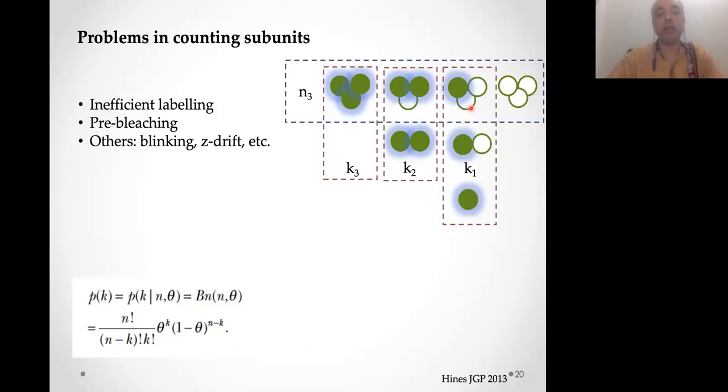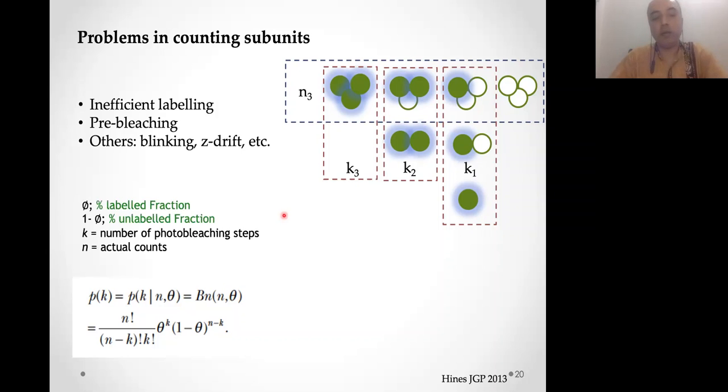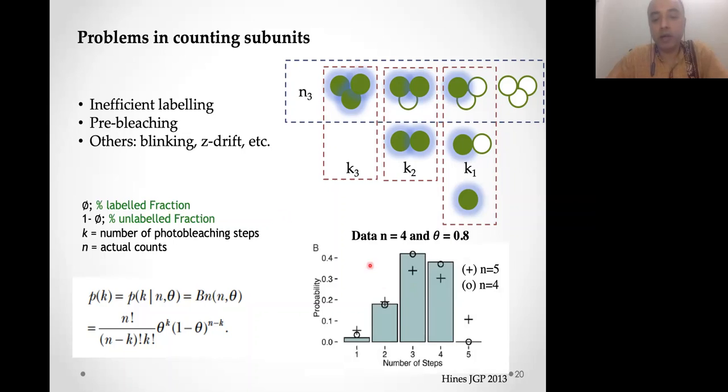So you have to be careful that your labeling is high enough. Or what you have to do is estimate the amount of inefficient labeling, because if you do, then you can use mathematical and statistical laws to figure out what your distribution should look like. So this is just to highlight that if you do not have this theta, which is the labeling fraction or detection fraction, estimated, then a system which has, let's say, a complex of 4 can also be fit to a complex which has 5, just by changing the theta value by a small bit.